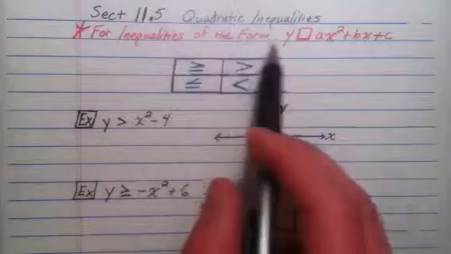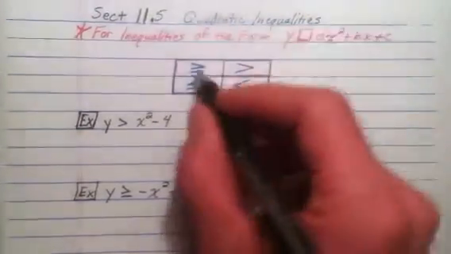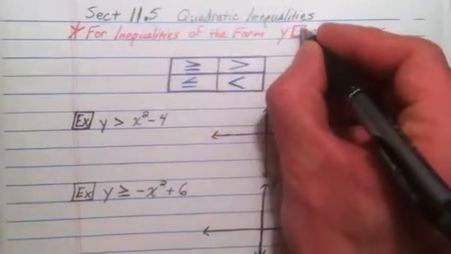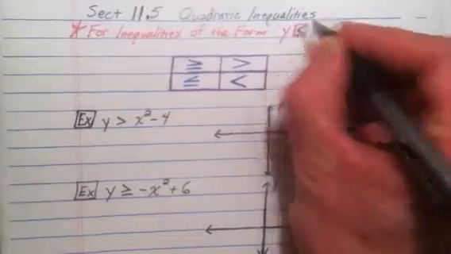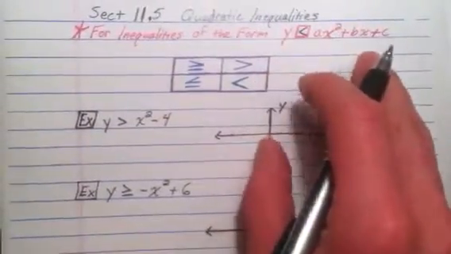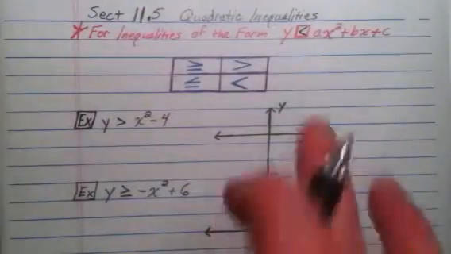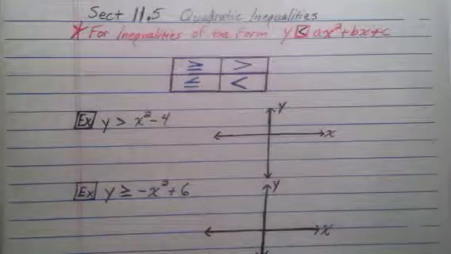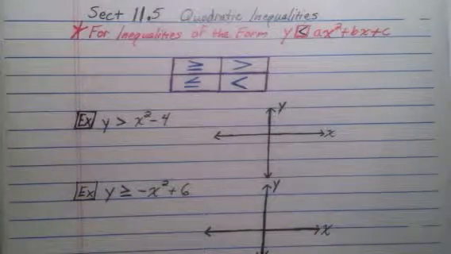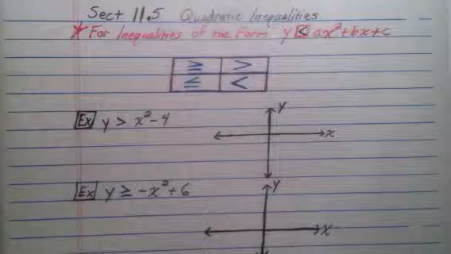So an inequality of the form y with one of those four inequality symbols, for example, could be y is less than ax squared plus bx plus c. It still has to have that x squared term in order to be a quadratic, but now instead of an equal sign, it's going to have one of those four symbols.